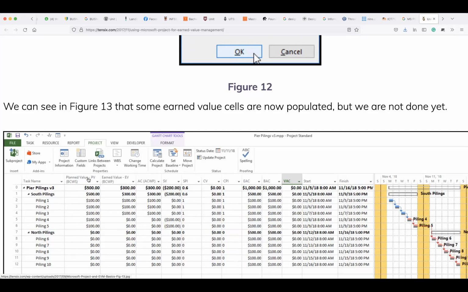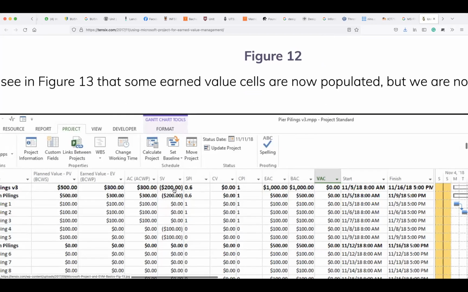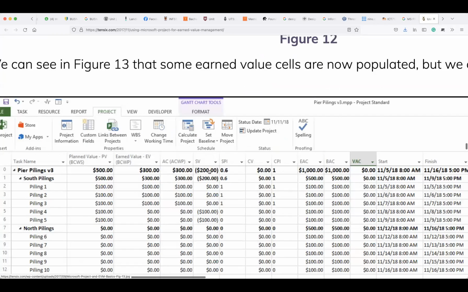See the planned value, PV, how much you've earned, my earned value, my actual cost, my schedule variance. So you can see, okay, if I was planned to earn 500, earned minus planned equals 300 minus 500 equals minus 200. So what does that mean? Does that mean I'm ahead of schedule or behind schedule, guys? If earned minus planned is 300 minus 500, it's minus 200. Am I behind schedule or ahead of schedule?